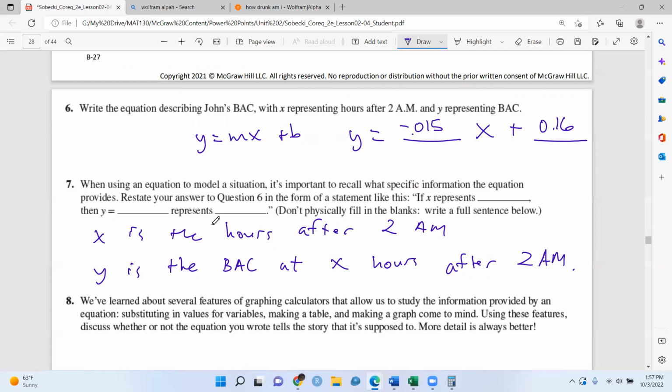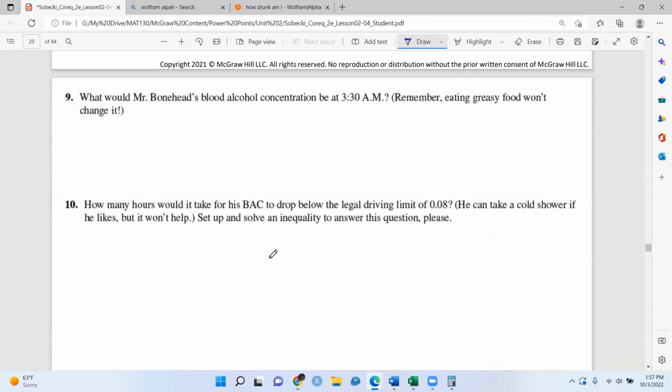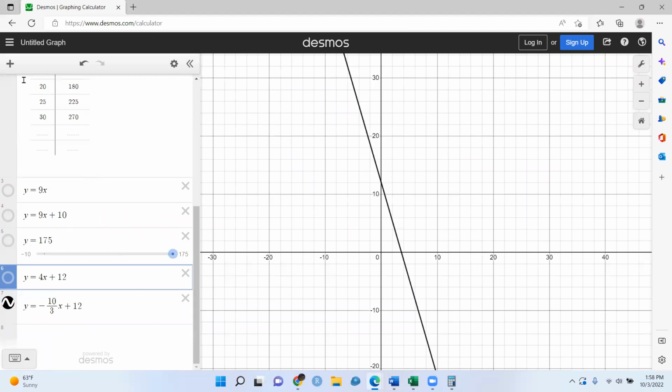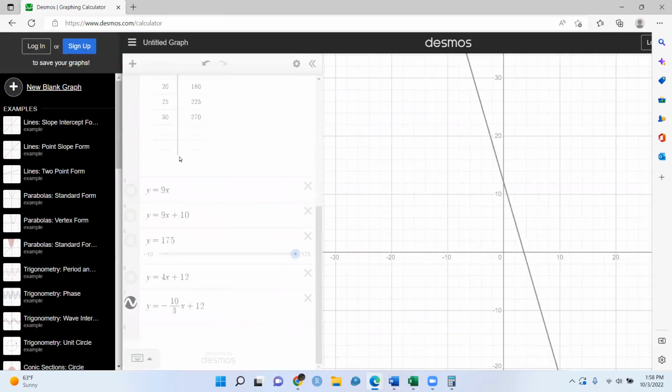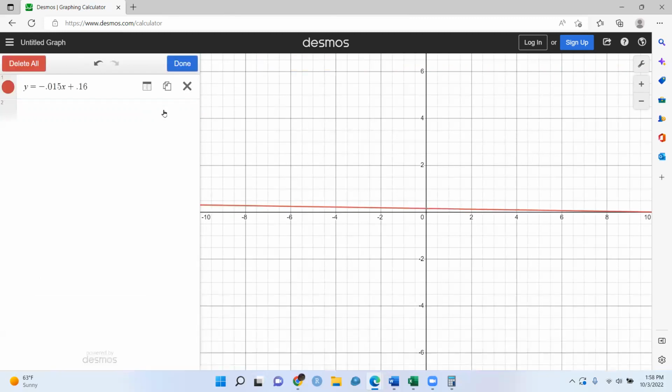So let's go ahead and graph this equation. We're going to go to Desmos and type this in, and then we'll look at number 8 and see what's going on with that. The cool thing about graphs is they give us all the information. Now I'm going to start over with a new blank graph. Here I've got y equals negative 0.015x plus 0.16. There's my graph. I'm going to do something interesting here. I'm going to copy it, so I have 2 of the same. The way I did that is I click this edit, and there's this copy button.